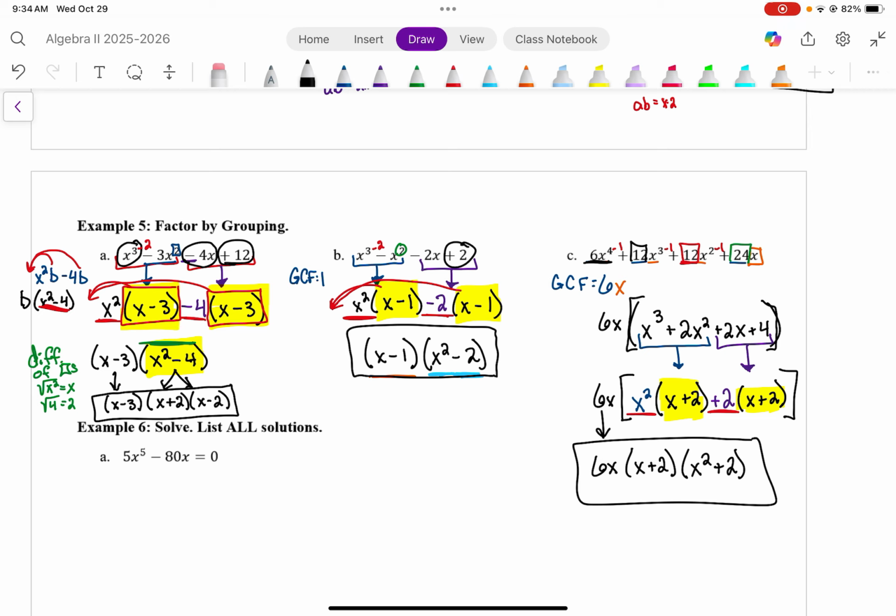So make sure you check your 3 examples, that you factored them all the way, and that you have the correct answer. Remember, the order of the parentheses does not matter as long as you have the same thing in the parentheses.